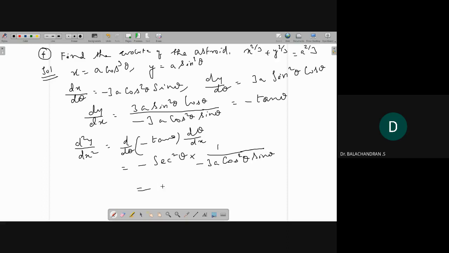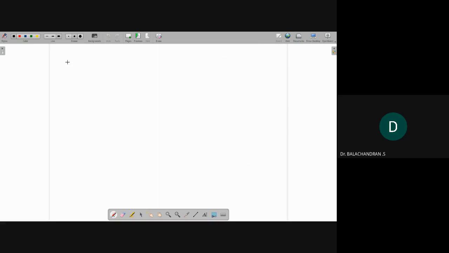So if you simplify, you get 1 by 3a sine theta into cos power 4 theta. This is the second derivative. Now, somebody will find x bar, somebody will find y bar, and try to get the answer.